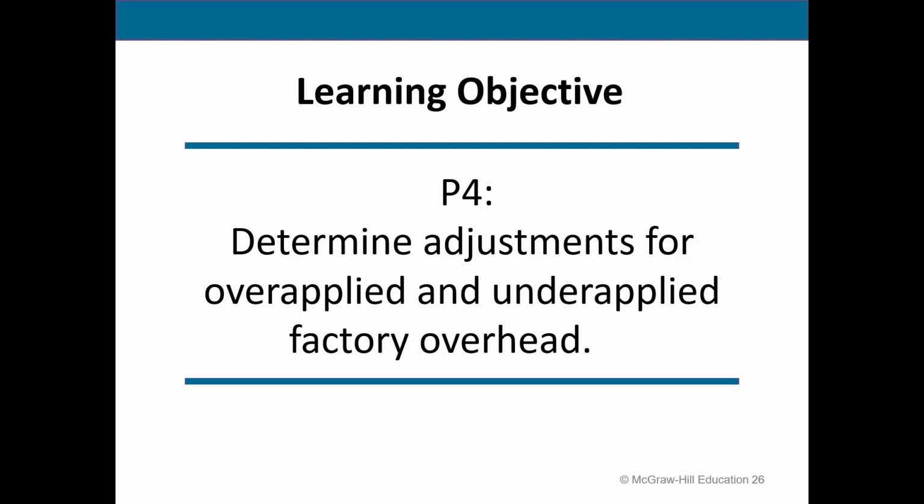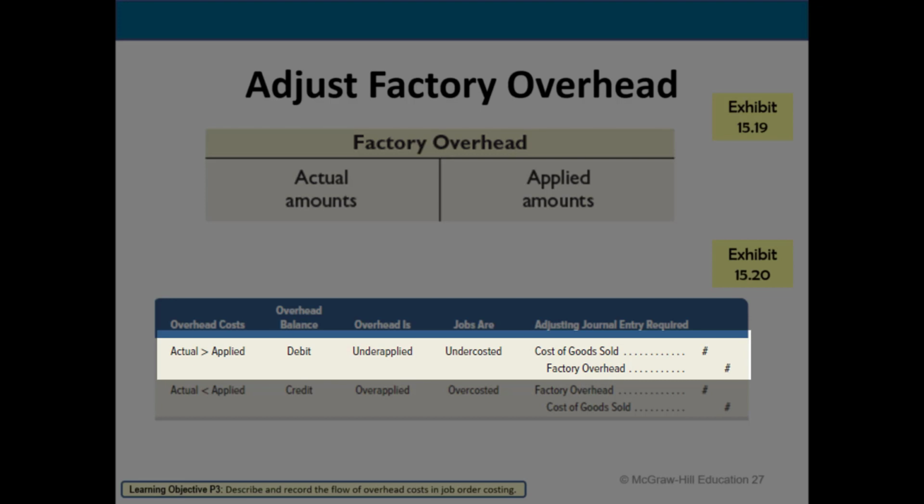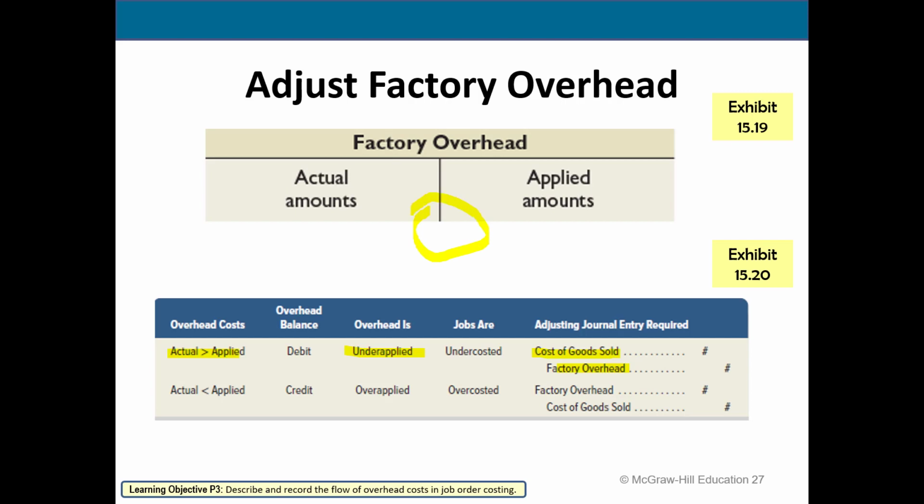So finally, we want to look at adjustments for over or under applied factory overhead. So you'll recall that I mentioned the actual costs are on the debit side of the factory overhead account. The applied amounts go on the credit side. The difference means that we're going to be either underapplied or overapplied. And here are the journal entries at the bottom. If you are underapplied, so that means the actual is greater than the applied, you need to debit cost of goods sold and credit factory overhead because we're trying to get a zero balance in this account.